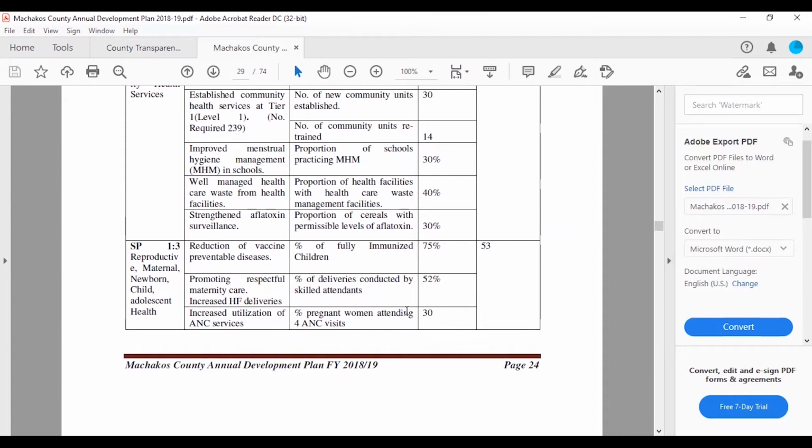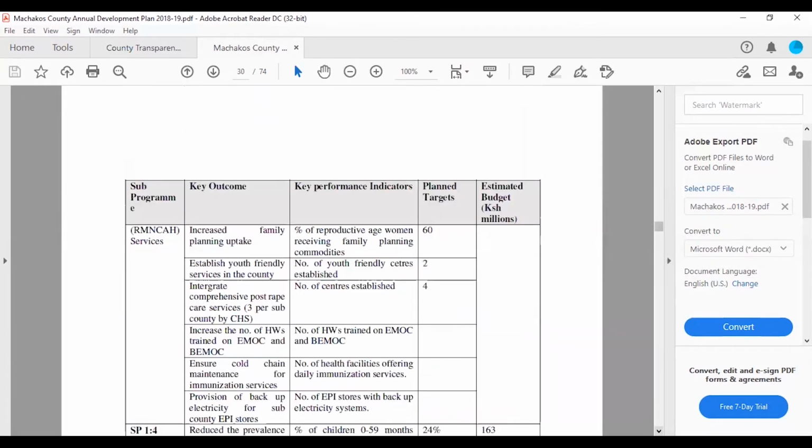So that is 30. It is crucial for pregnant women to attend these antenatal visits. They are usually 4: first one, second one, third one, fourth one. Failure of pregnant women to attend is detrimental to their health. That is why the county is saying they want to increase utilization of ANC services, the percentage of pregnant women attending ANC visits, and they want it to increase by 30%.